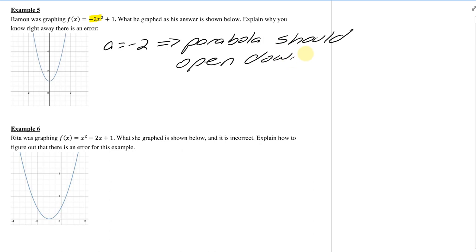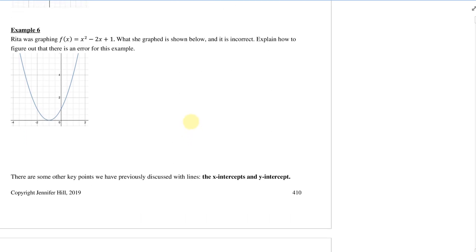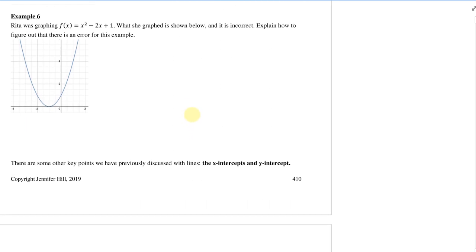So that's just what I'm looking for here, a quick little check of how do I know whether or not these are right or wrong? Okay, now example 6 here, there's still an error, but this time it's not quite as obvious. So I want you to take a second to look at this and examine it and see if you can figure out what the error is. Maybe pause, hit play when you think you've found it.